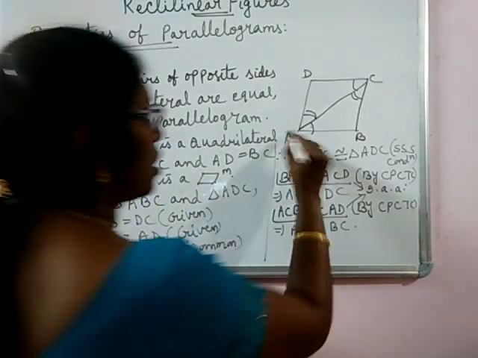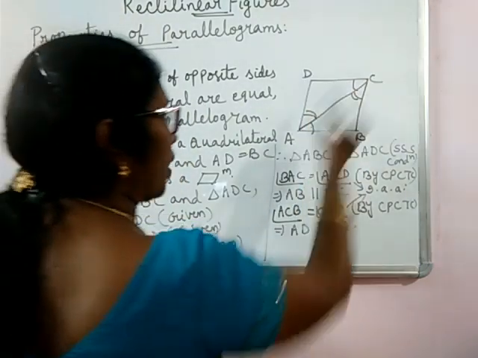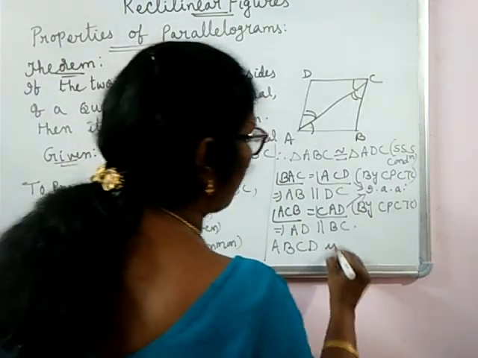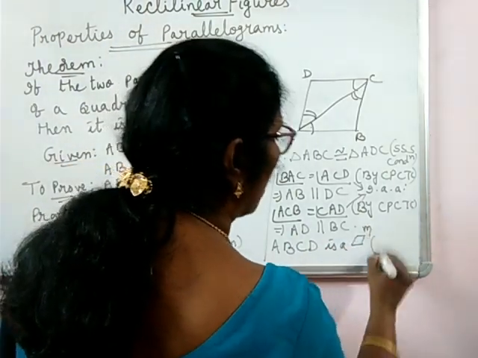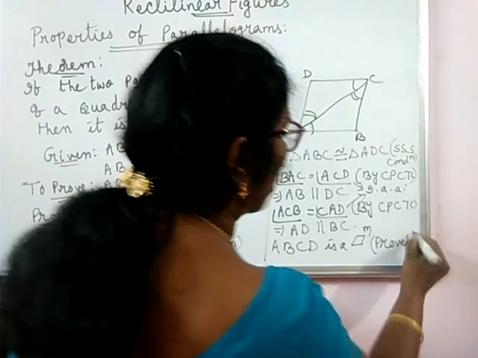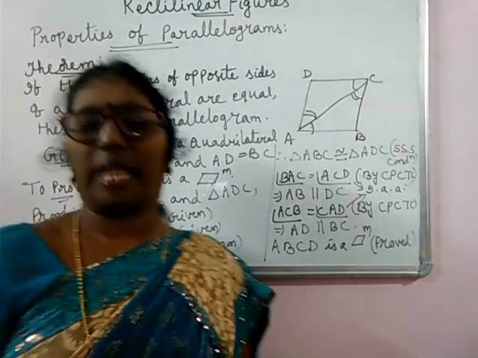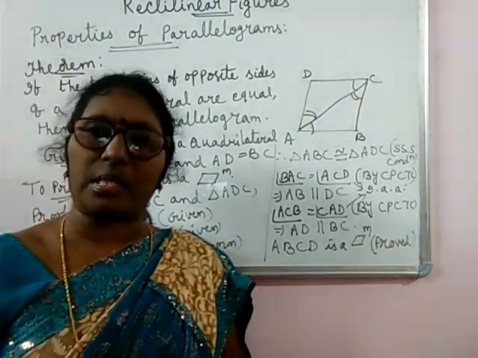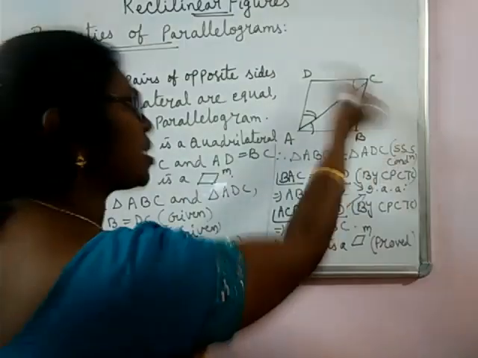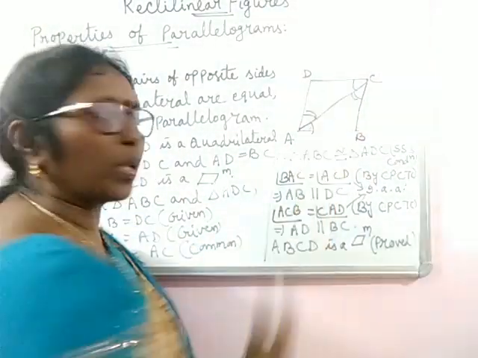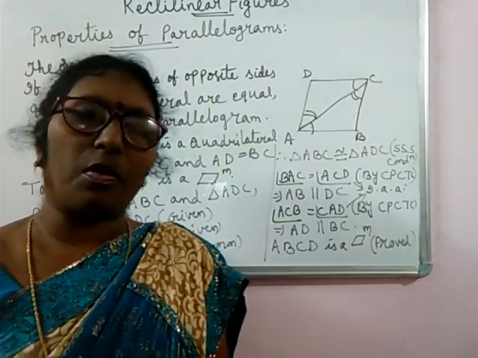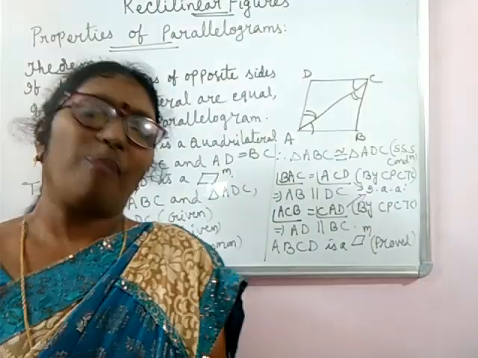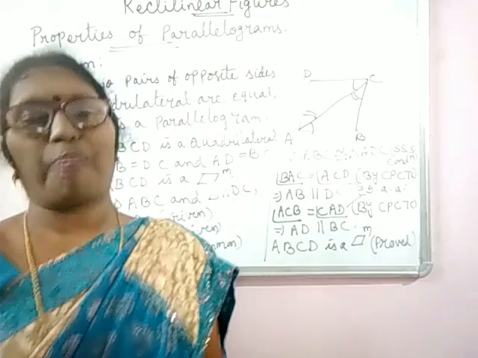Now we got AB is parallel to DC, and AD is parallel to BC. That means ABCD is a parallelogram. That is proved. That means if both the pairs of opposite sides are equal, then it is a parallelogram. With this we can know that every rhombus is a parallelogram, because in a rhombus all the sides are equal. That means opposite sides are also equal. Yes or no? So every rhombus is a parallelogram.